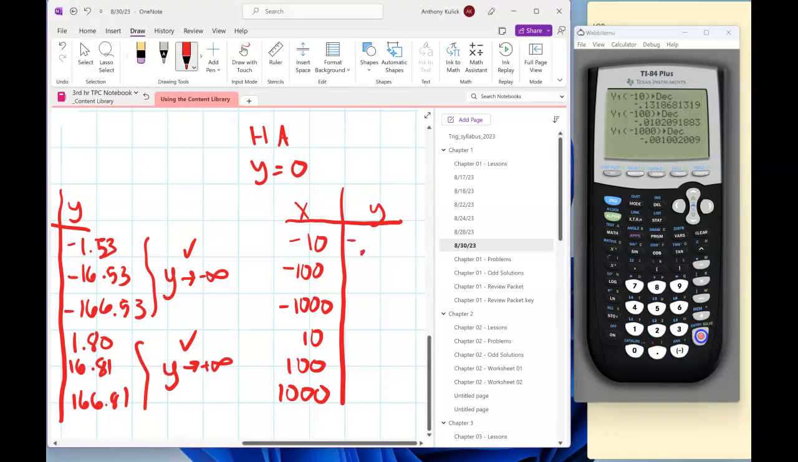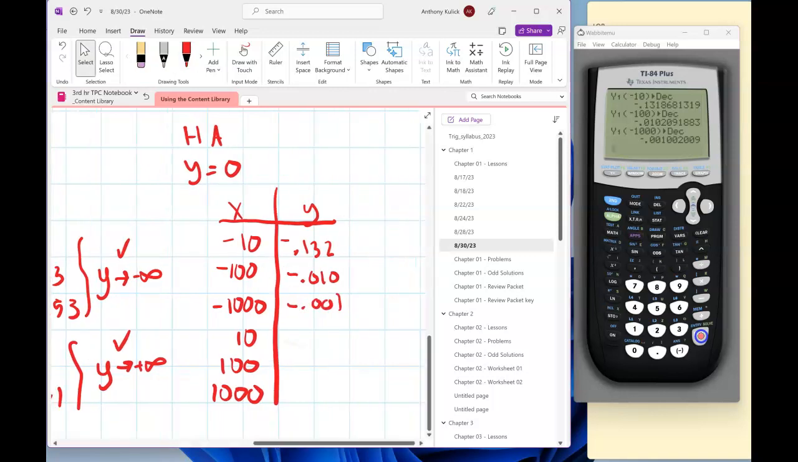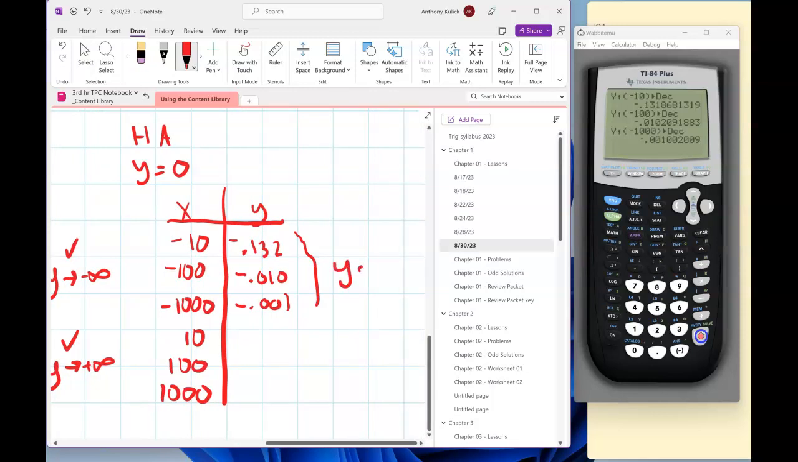So -0.31, or 0.132, -0.010, -0.001. Taken together, that looks like it's heading towards 0.